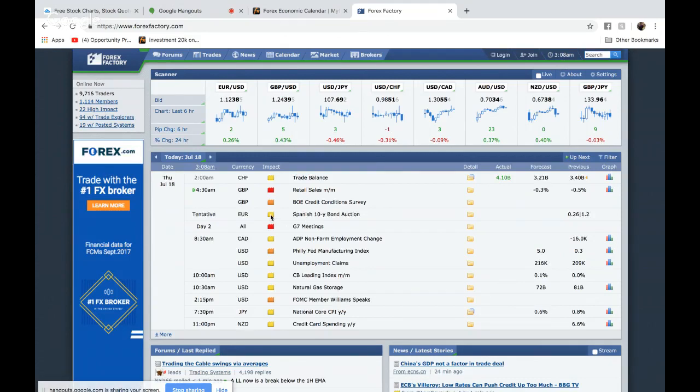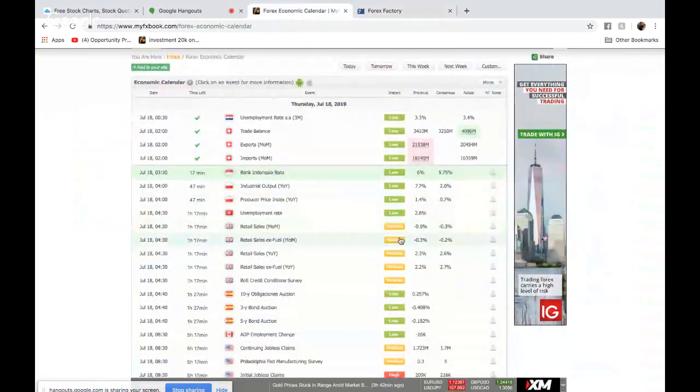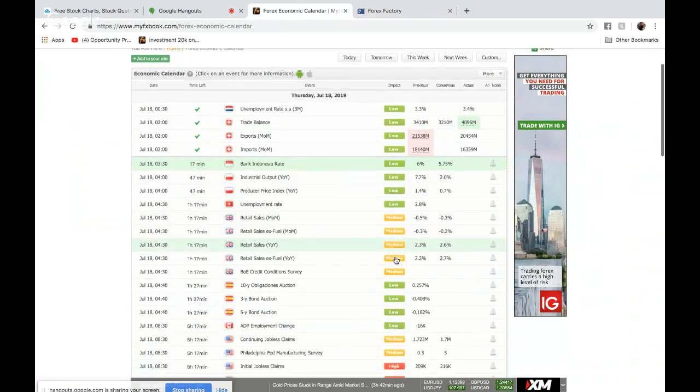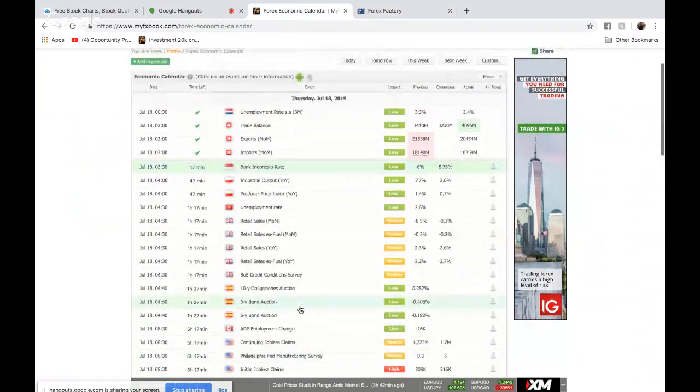And aside from that, there's going to be some light news on the euro. But now looking at MyFXBook, you can see that although we were looking at some high impact news on the GBP, on MyFXBook, it's only saying that it's going to be a medium impact. And then, of course, we have some other impact news, but that's going to be during the New York session. So I think today's London session is going to be pretty productive.